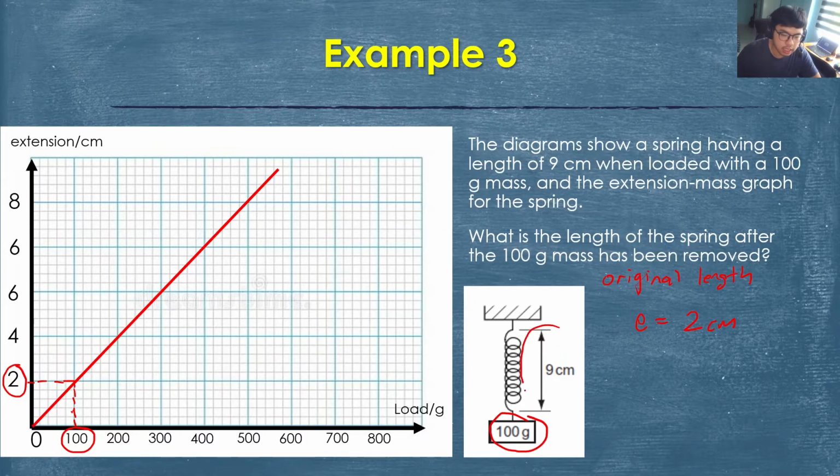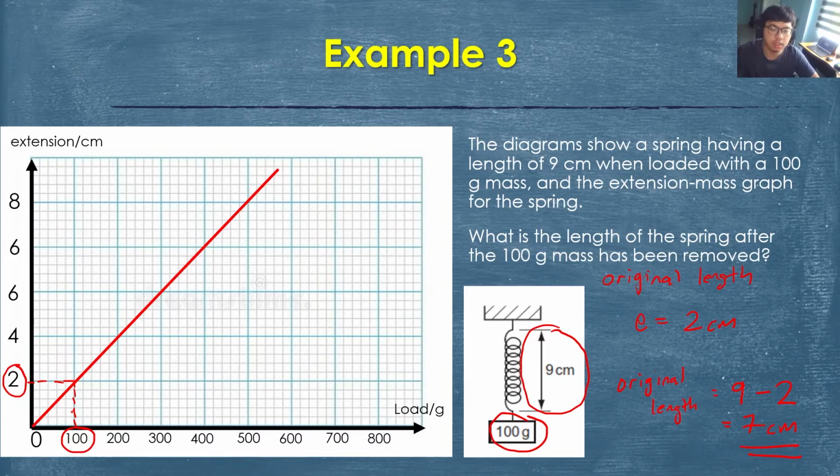But you see the length of the spring is 9 centimeters. So the original length must be 9 centimeters, the current length, minus the extension, and that will be 7 centimeters. So that's the original length.